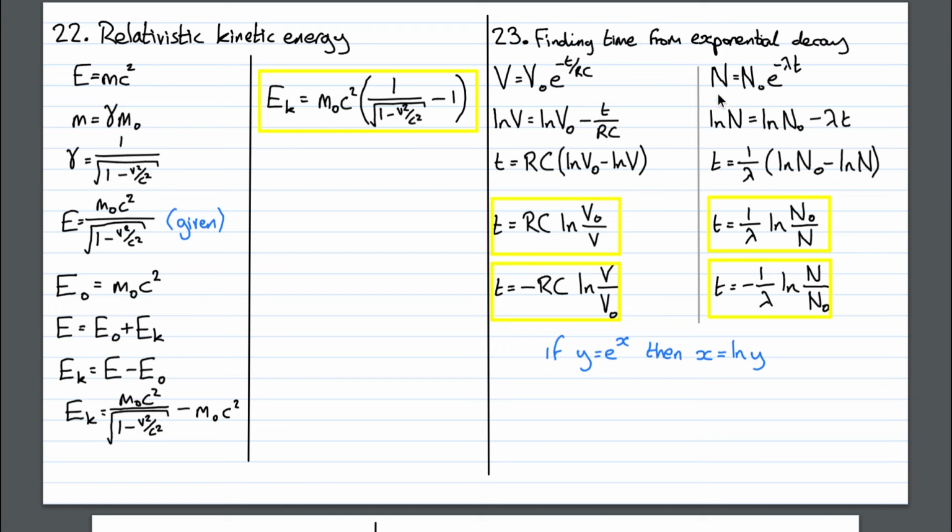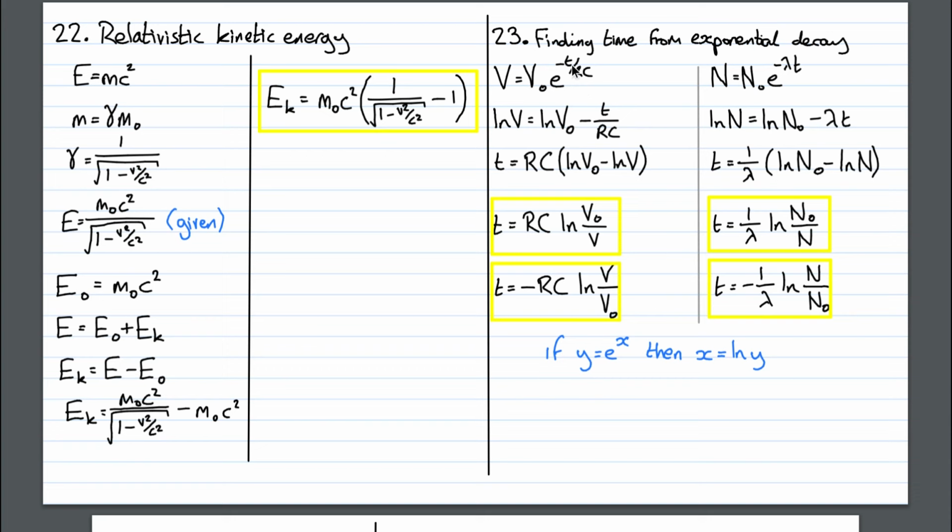So they're both actually parallel side by side here. V equals V naught e to the minus t over RC. That's the equation for exponential decay of the potential difference across a capacitor when it is discharging. Or N equals N naught e to the minus lambda t is the equation for exponential decay of a radioactive source in terms of the number of radioactive particles that are left after a time t. So how do we work out what t is? We take the natural log of these equations. So natural log of the left-hand side equals natural log of the right-hand side. No problem.